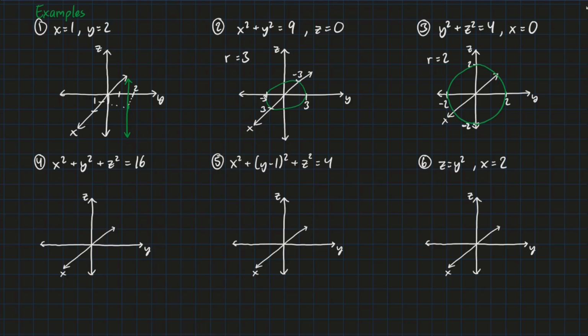Okay, so for number 4, x squared plus y squared plus z squared equals 16. So we have a sum of 3 variables squared. So this is the sphere equation. And we have a constant of 16 on the other side. So taking the square root of that, we know that the radius of the sphere is going to equal 4. So to graphically represent this, we can draw 3 circles along each plane.